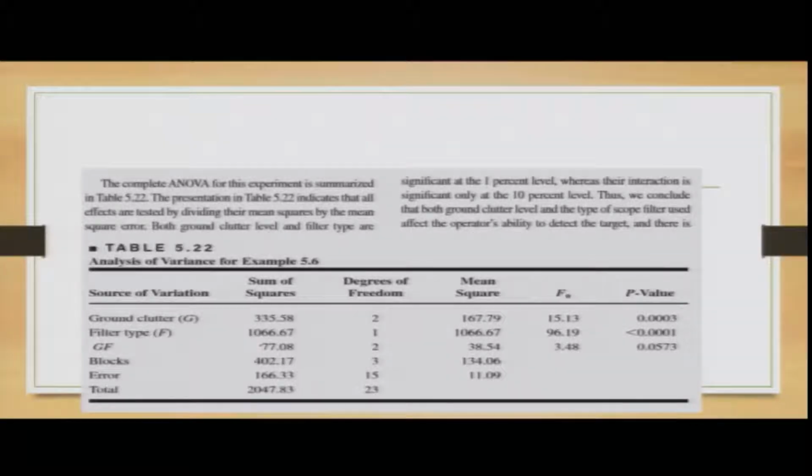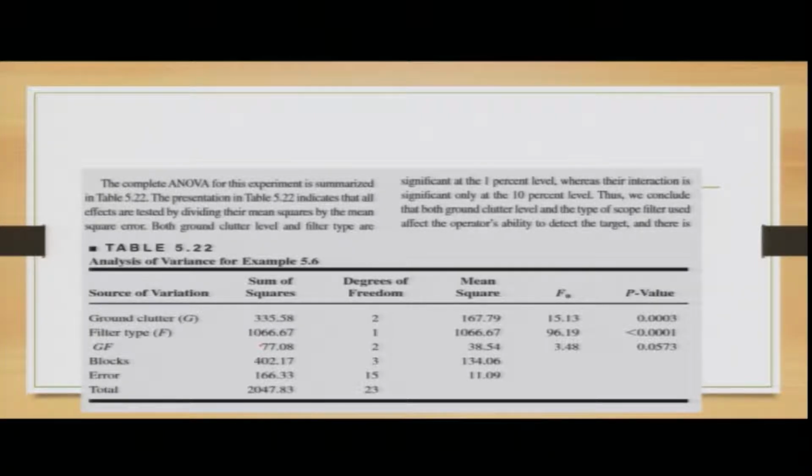So, table 5.22 indicates that all the effects are tested by dividing the mean square by the mean square error. Both ground clutter effect and filter types are significant at a 1% level. The level of significance will definitely change depending on the overall importance you want to give to those effects. Whereas, their interaction is significant only at a 10% level. Thus, we conclude that both ground clutter level as well as the type of scope filter used affect the operator's ability to detect the target.